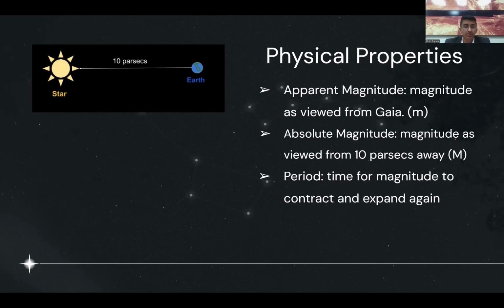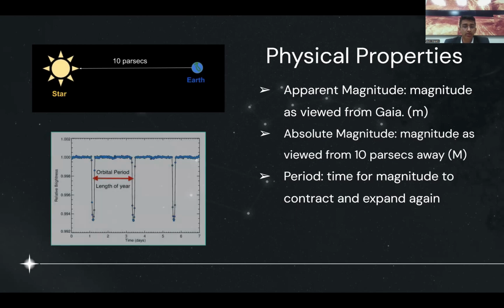10 parsecs is around 32.6 light years away, which is around 192 trillion miles away. So it's very far. And the period is the time it takes for the star to complete one full cycle of its brightness variation. So the contraction and expansion makes the star dimmer and brighter, respectively.